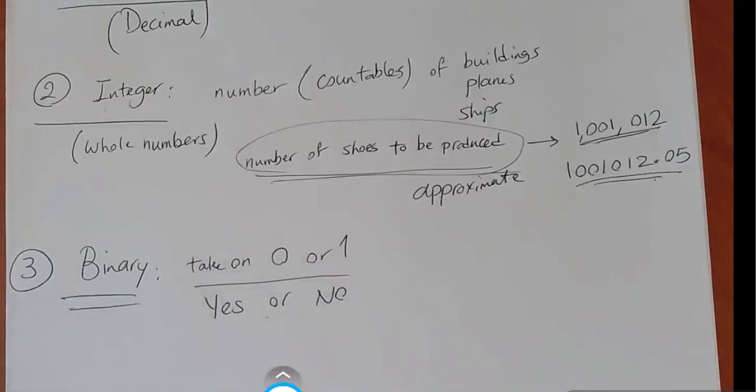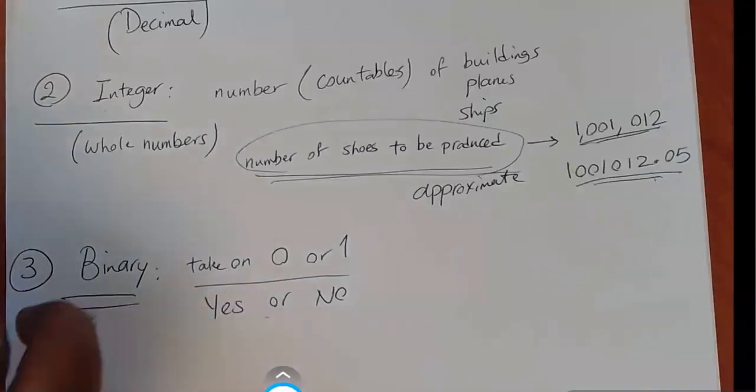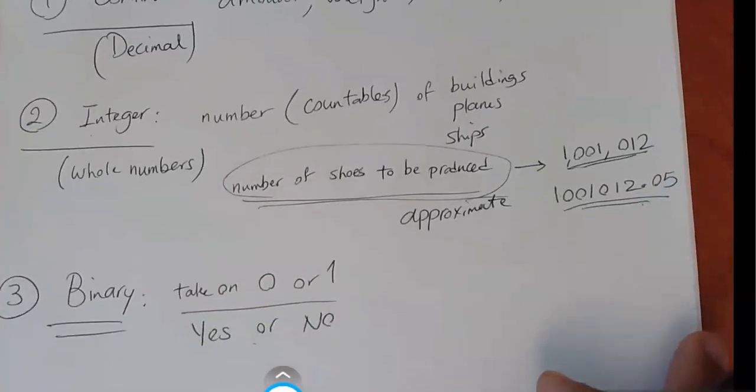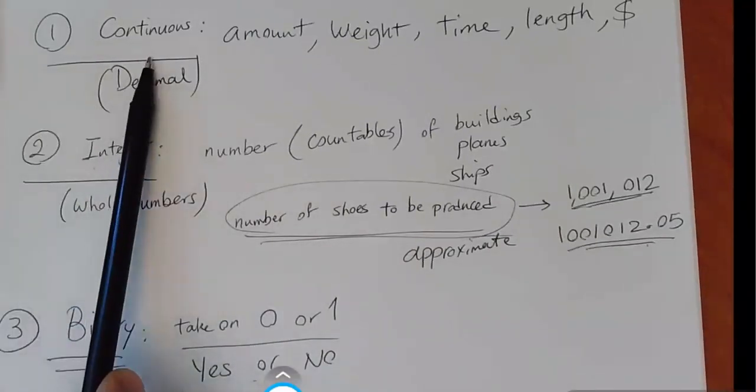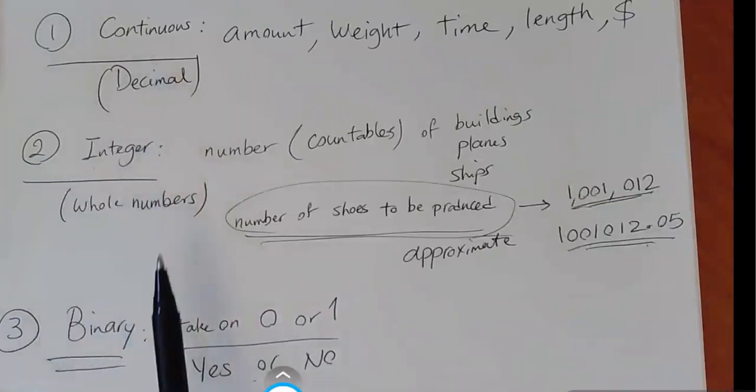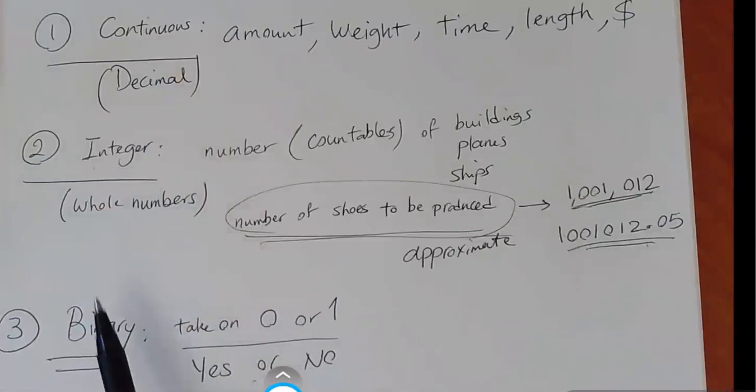Are you going to invite a specific person to your party? Yes or no. All right. Are you going to go to a person's party? Yes or no. And so these are the examples. These are very, very important. Like I said, the simplest case is continuous. And then probably binary is still better than integer.